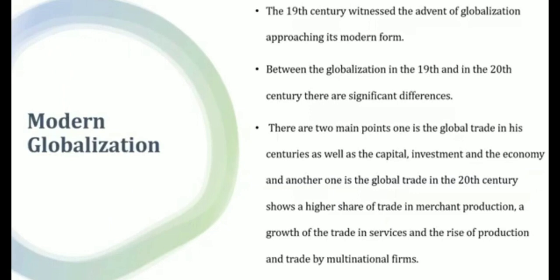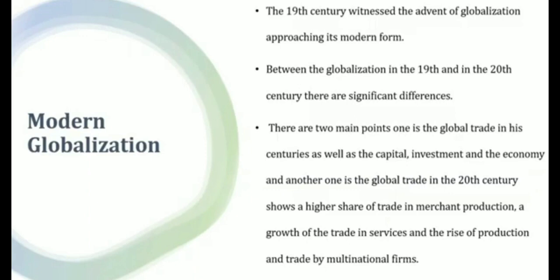So what do you know about this modern globalization? It started in the 19th and 20th century. But there is a lot of difference between the 19th century and the 20th century. Okay, so there are two important points. In the 19th century, across the whole world, only capital, investment and the economy happened. Only capital, investment and the economy. These three things only happened during the 19th century.